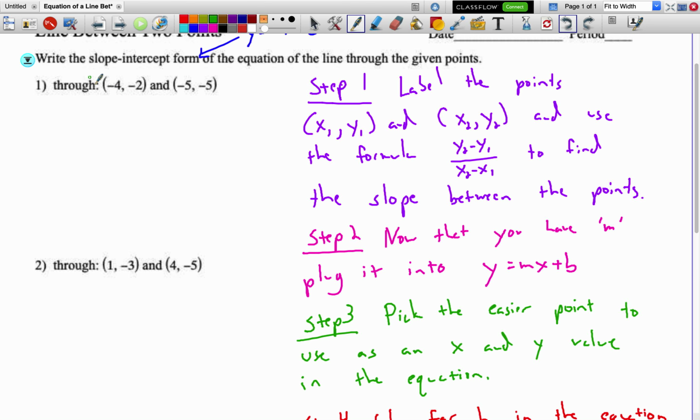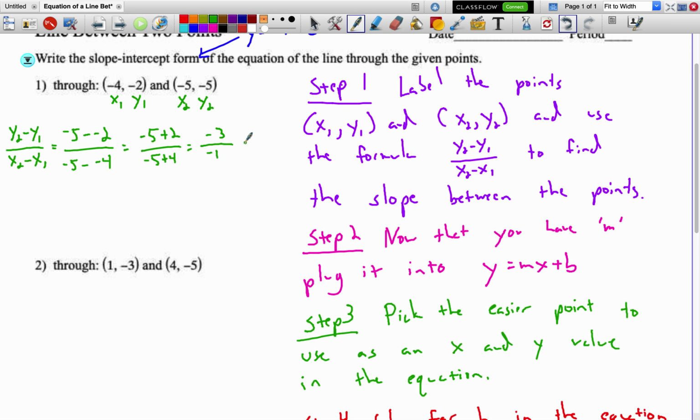See how easy this is. So at the very beginning, I label this x1, y1, x2, y2, and then I use the formula y2 minus y1 over x2 minus x1 to get my slope. x2 negative 5 minus x1 negative 4. We have some double negatives here, so we'll swap those for positives. Negative 5 plus 2, negative 5 plus 4, which equals negative 3 over negative 1, which just equals positive 3. So that is my m value. We can box it, but it's not our final answer.